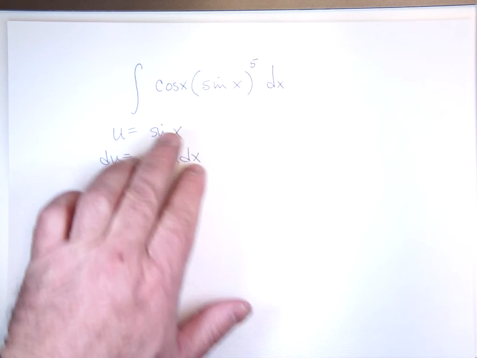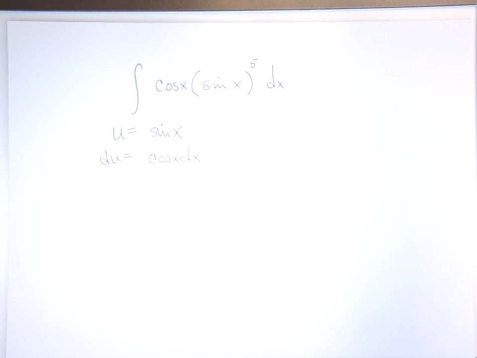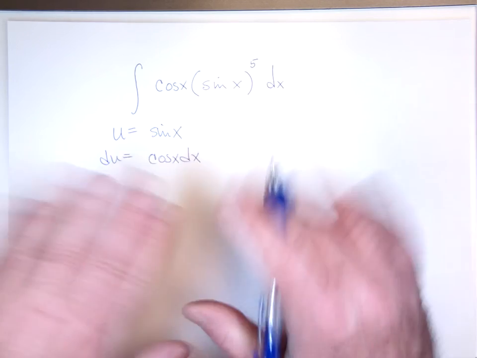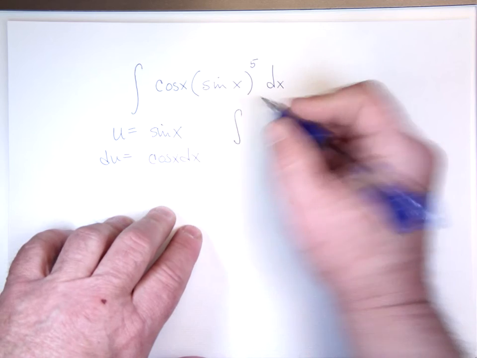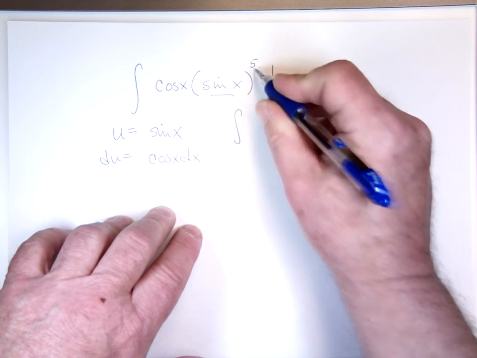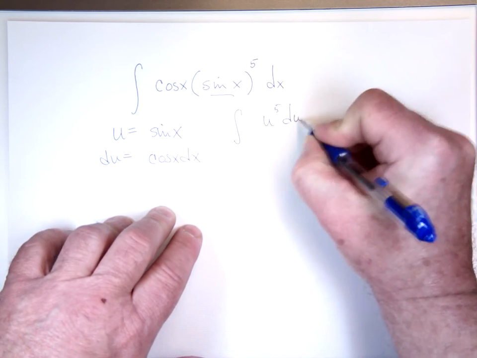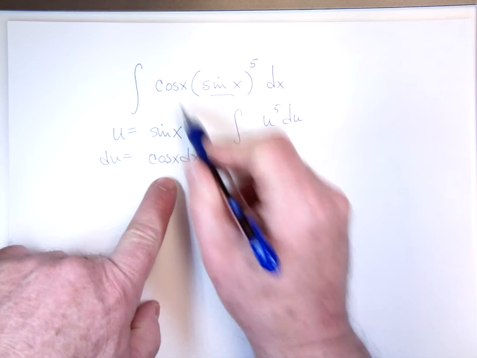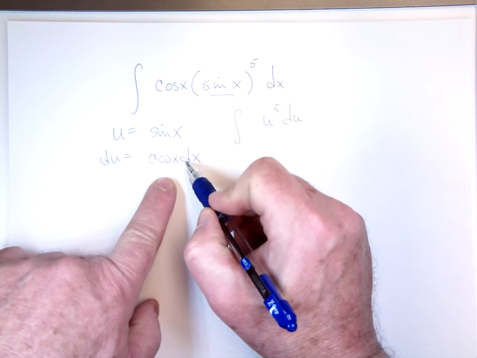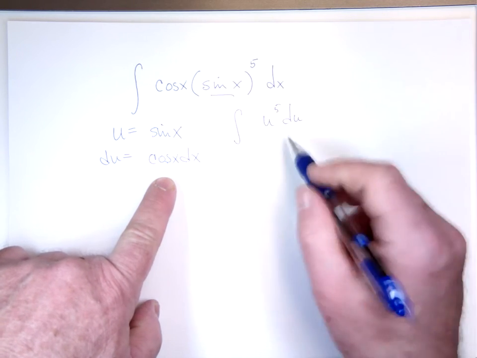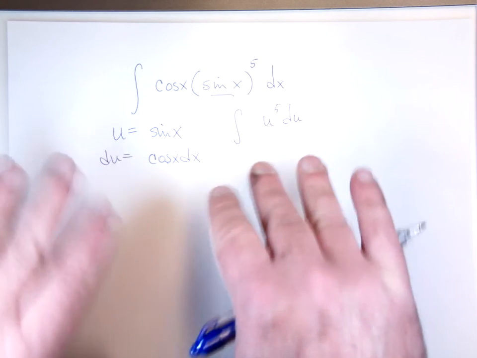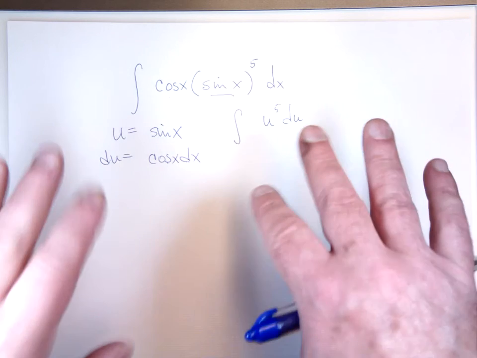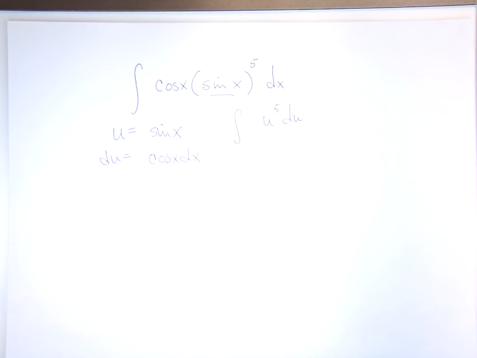What does this mean? This means I can change this integral to u to the fifth du. Cosine x dx is my du. I'm simply making a replacement for it. Now I have a u to the n form. This is critical right here. You've got to see that there are integrals where we can make a substitution like this to arrive at an integration form that we have.